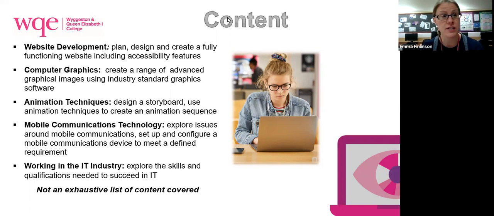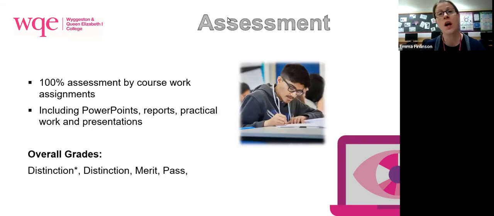As I've said previously, these are just some of the units that we offer. It's just to give you a taste, really. We do offer other content and other units also. Okay, so we've talked about the units. Now let's have a discussion about how this course is assessed, how both of the courses are assessed.